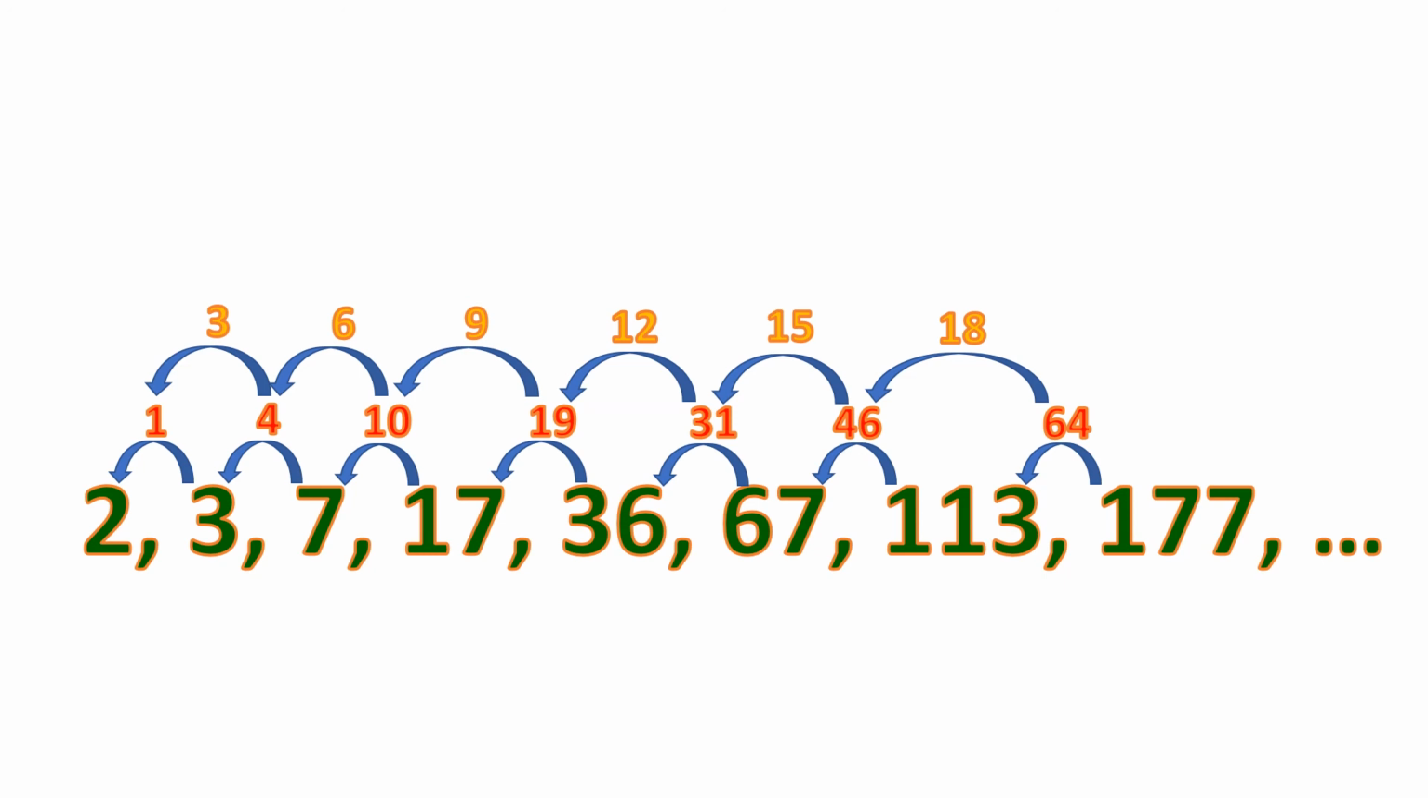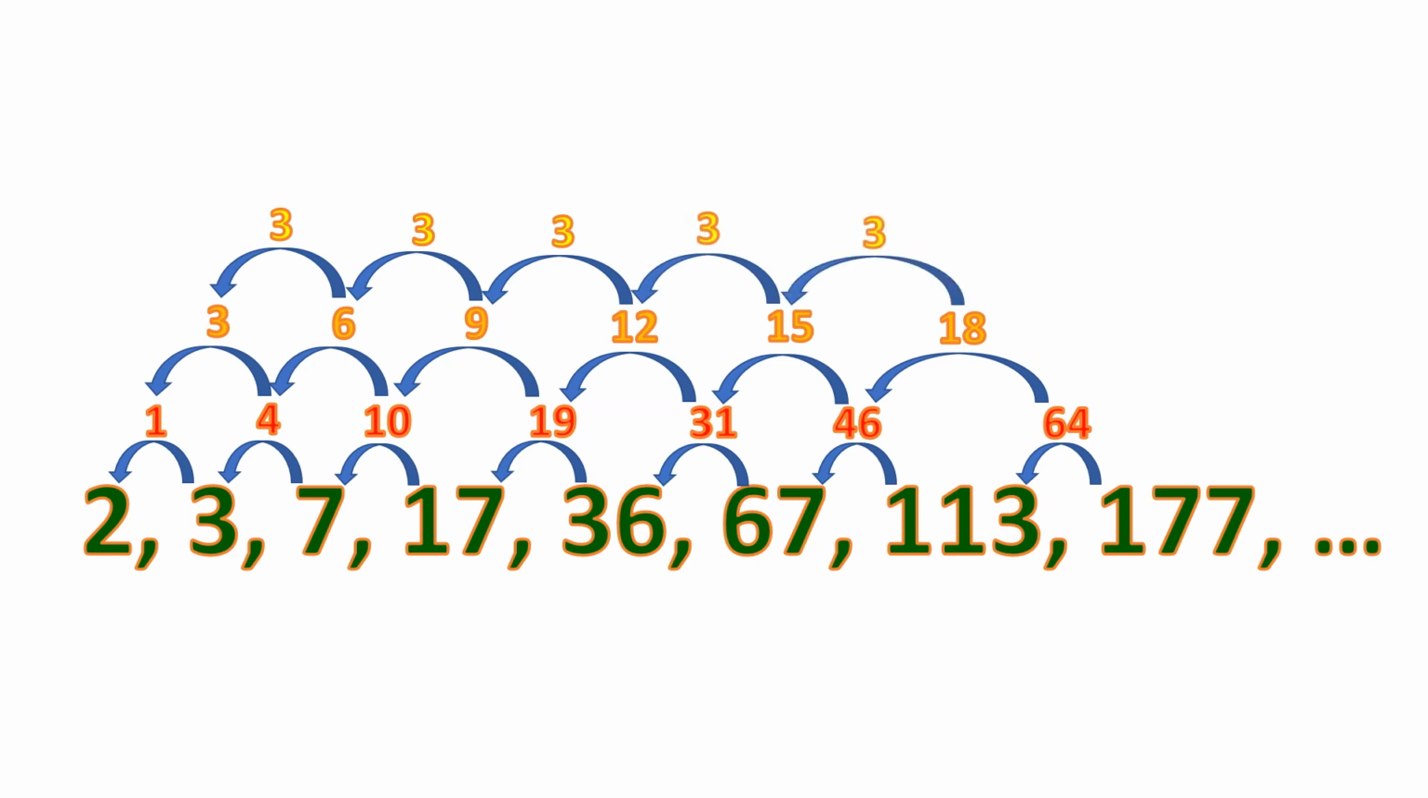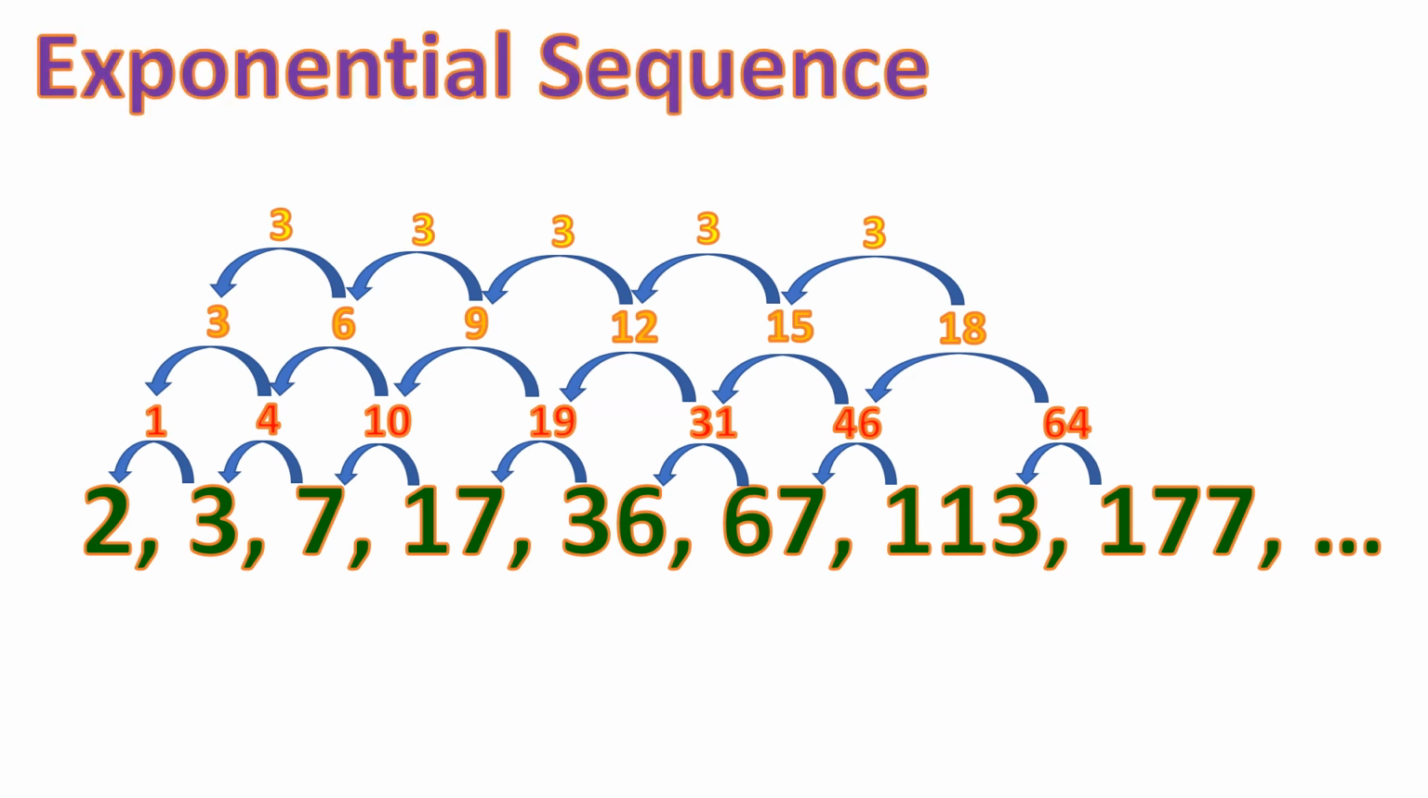Let us now try to get the difference of the differences. So 6 minus 3 is 3. 9 minus 6 is 3. 12 minus 9 is 3. 15 minus 12 is 3. 18 minus 15 is 3, and so on. So as you can see, there is a common difference on the third level. So this is what you call a cubic sequence.